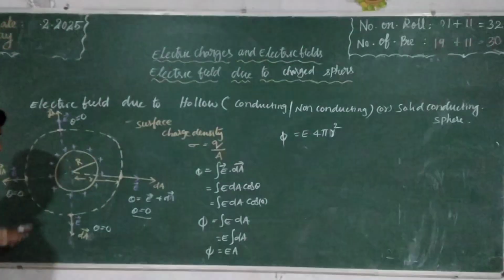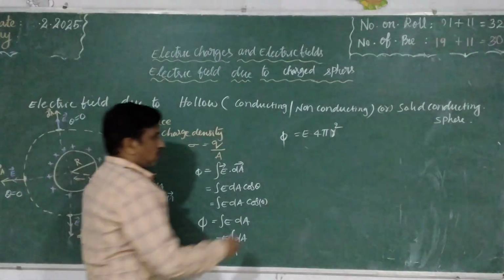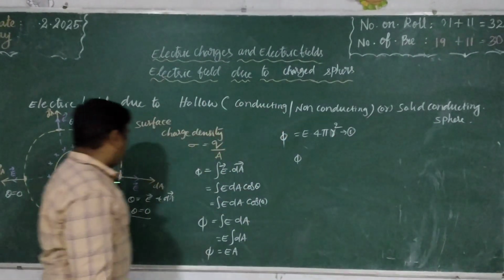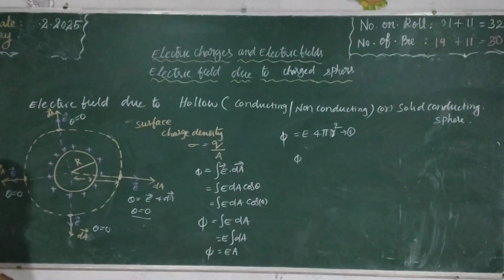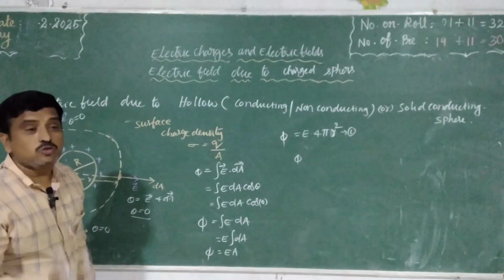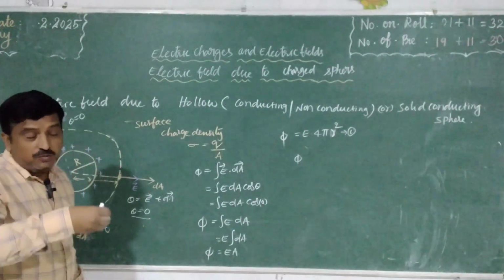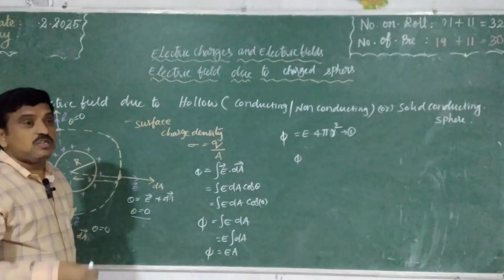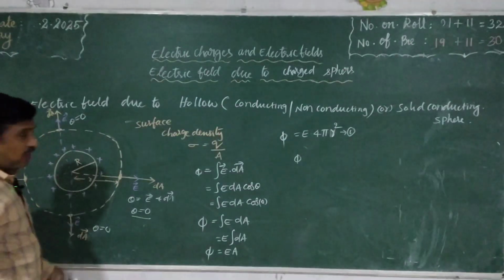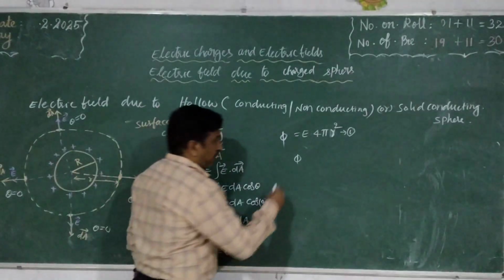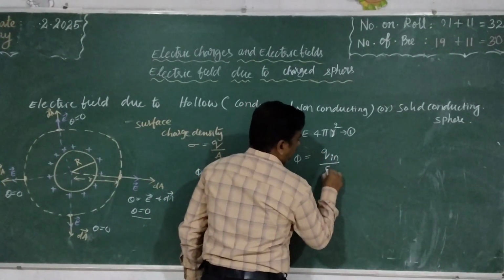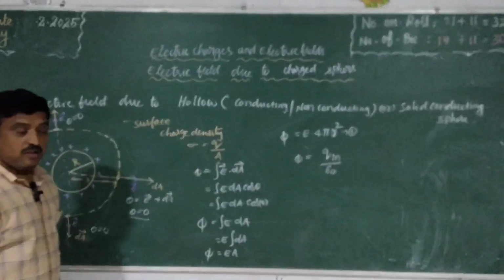Now see, according to Gauss law, what is the flux? Gauss law means the net flux that passes through a closed surface is 1 by epsilon naught times the net charge enclosed by the closed surface. So that means phi equal to Q inside by epsilon naught.